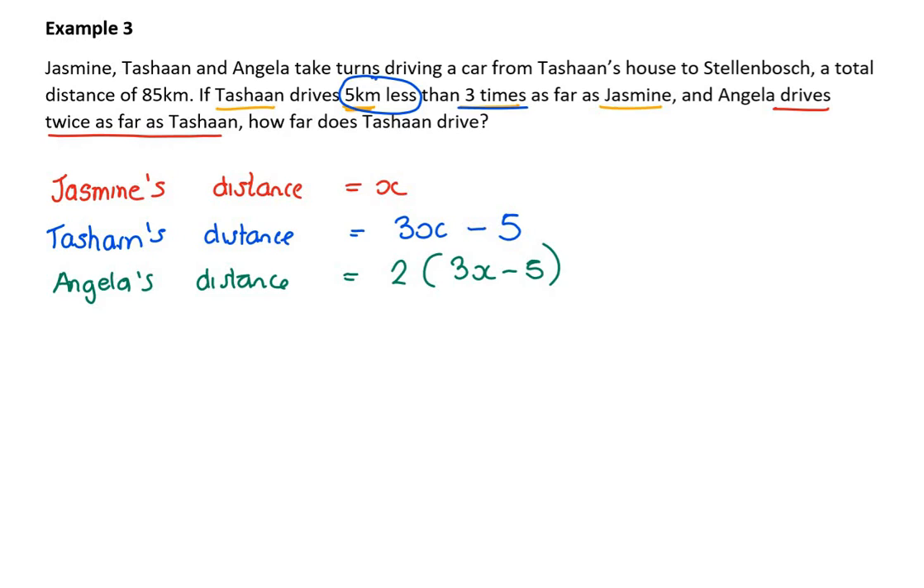Now, how far does Tashawn drive? I don't really care what the question asks. I need to make an equation. They drive a total of 85 kilometers. So x plus 3x minus 5, so Jasmine plus Tashawn plus Angela will give us 85.